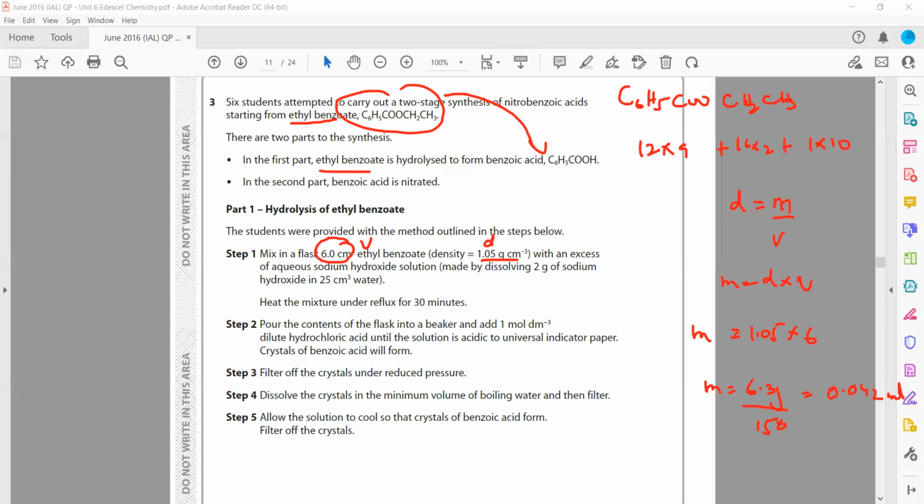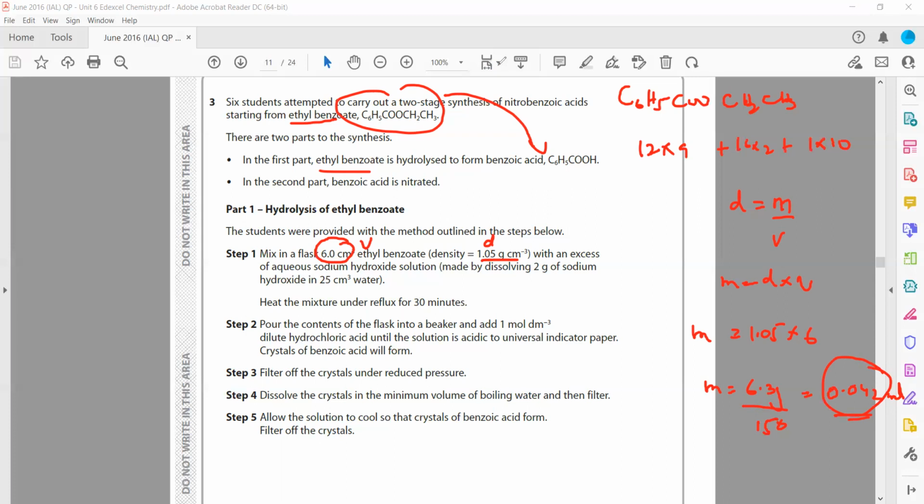And after getting the moles of ethyl benzoate, the same number of moles of benzoic acid will be there, as the ratio between them is 1:1. So as the ratio is 1:1, we'll get the same number of moles, which will come out as 0.042. So this will be the moles of the reactant as well as moles of the product.